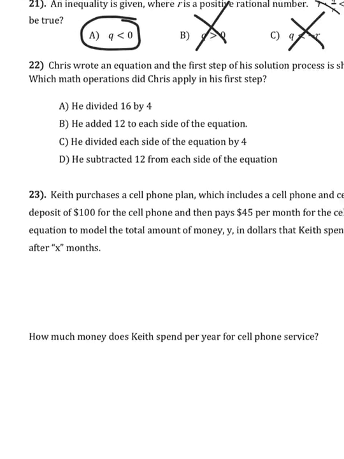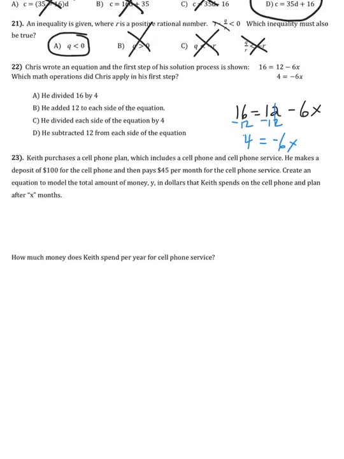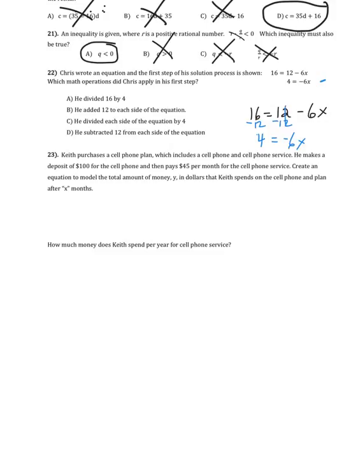All right, Chris wrote an equation, and the first step to his solution is shown right here. Okay, wait, I'm going to just solve it and see what I would do. My first step would be subtract 12 on both sides. And that would give me 4 equals negative 6x. Okay, and that's what they have, so I'm in good shape. Did he divide by 4 first? No. Did he add 12? No. Did he divide by 4? No. Did he subtract 12? Yes, that's what he did.